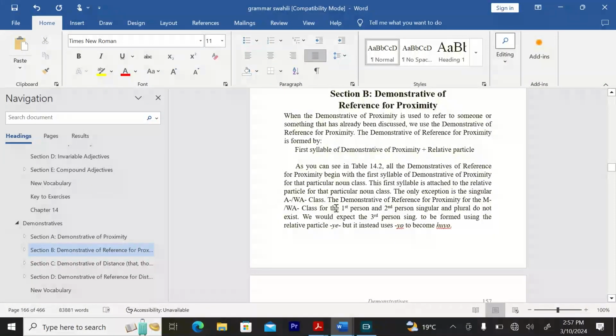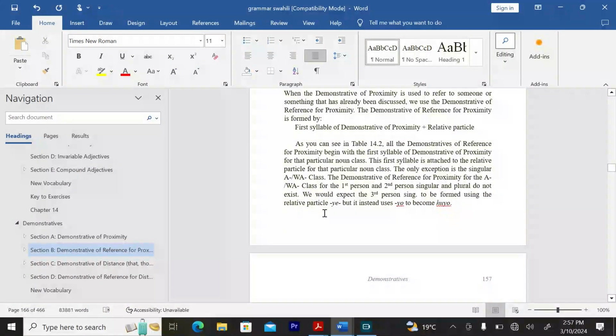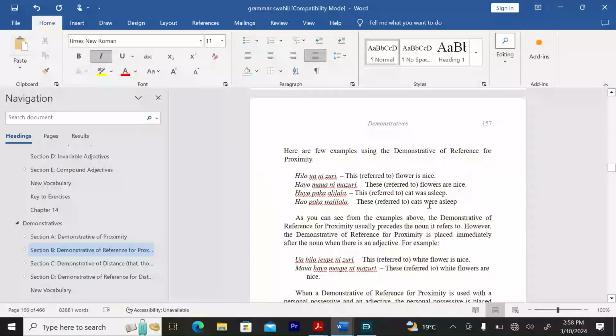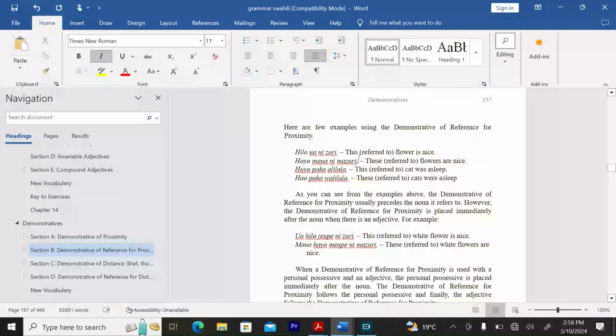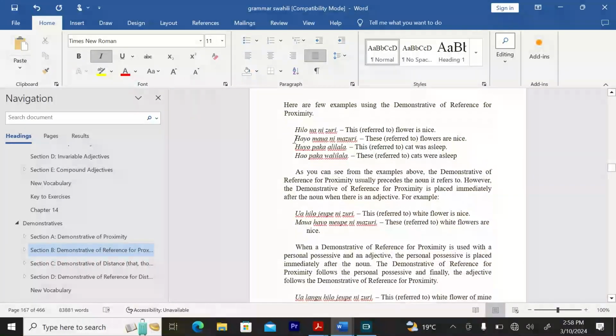The demonstrative of reference for proximity for the u class for the first person and the second person, singular and plural, do not exist. We would expect the third person singular to be formed using the relative particle ye, but it instead uses yo to become huyo. Here are a few examples using the demonstrative of reference for proximity.